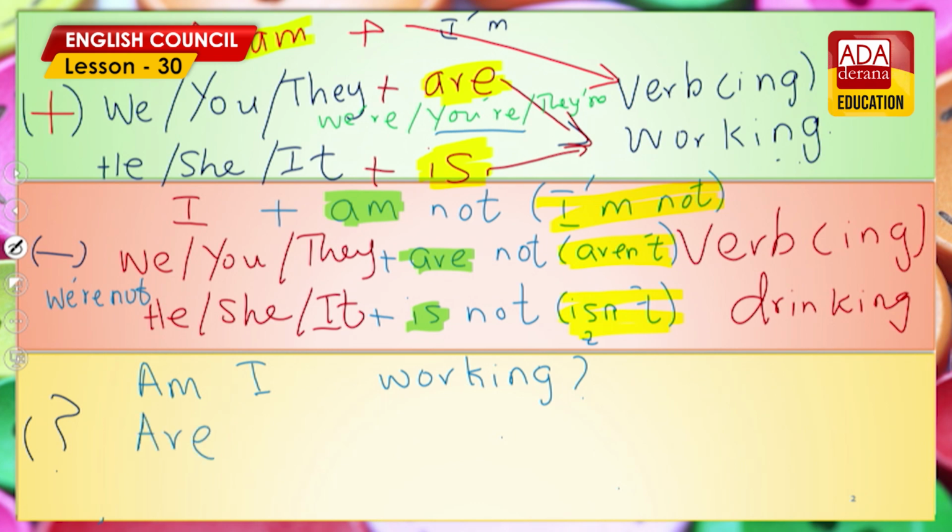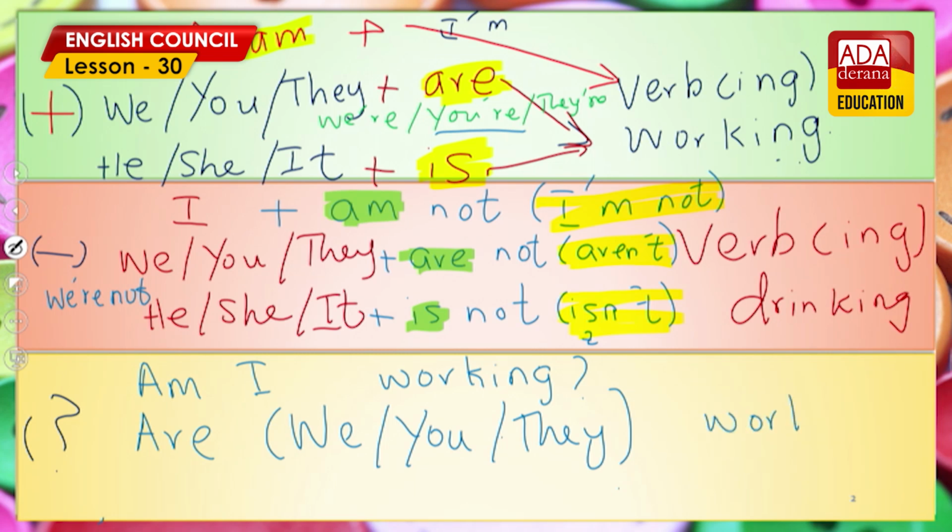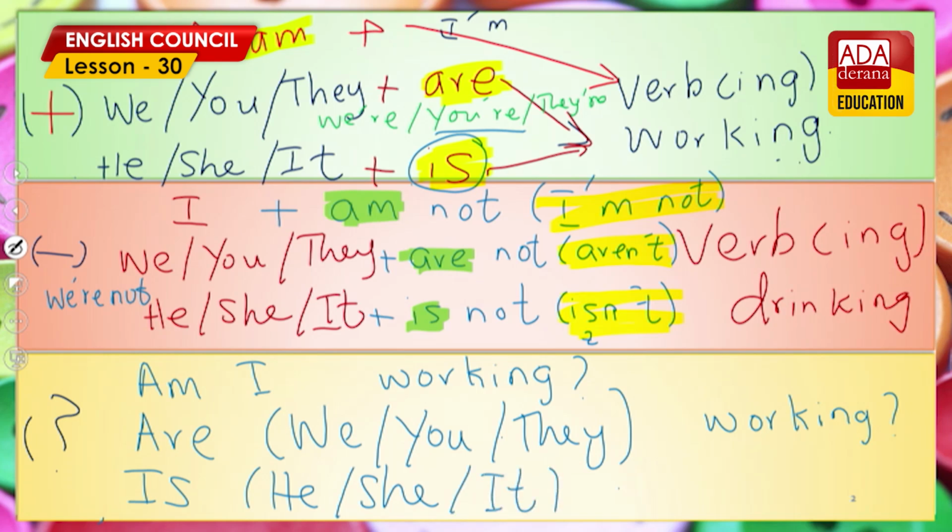Are we, are you, are they walking? And then he, she, it is working. Same rule. Is, you start the question with is, because in the positive sentence you have the is here, but in the question you will have it at the beginning. So, is he, she, and it working? Right? So, is he, is she, is it working?